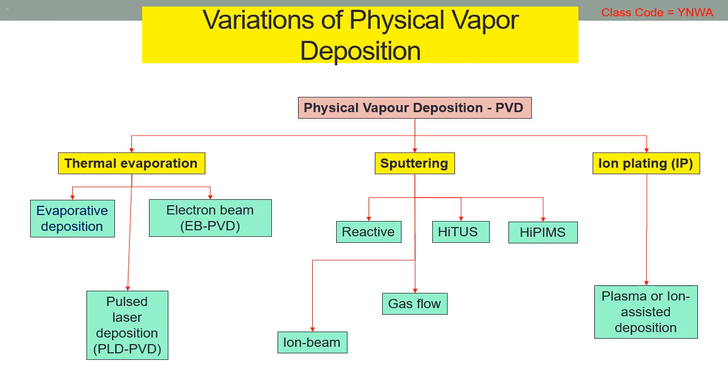Under sputtering PVD, there are 5 techniques mainly utilized to develop a thin film on the sample. The techniques are ion beam, reactive, gas flow, high power impulse magnetron sputtering or HiPIMS, and high target utilization sputtering or HiTUS. The other variation of PVD is ion plating or IP, a PVD process that is sometimes called ion-assisted deposition, IAD, or ion vapor deposition, IVD, and is a version of vacuum deposition.